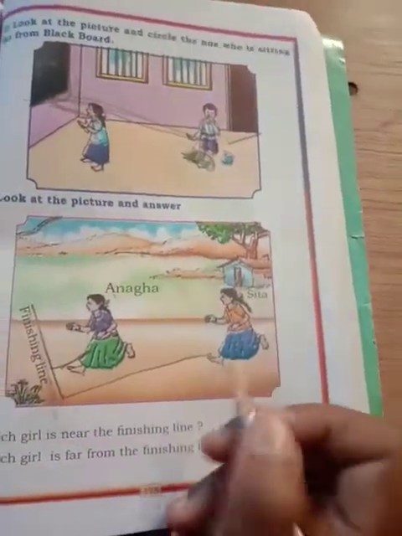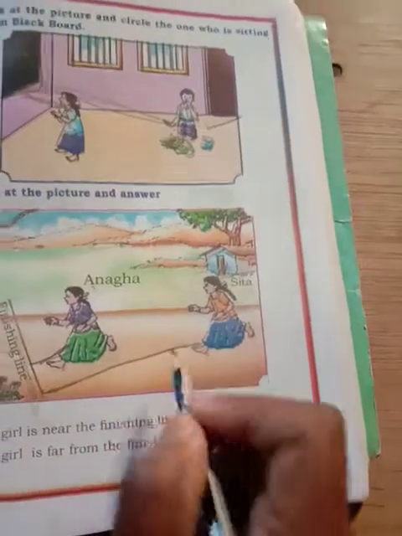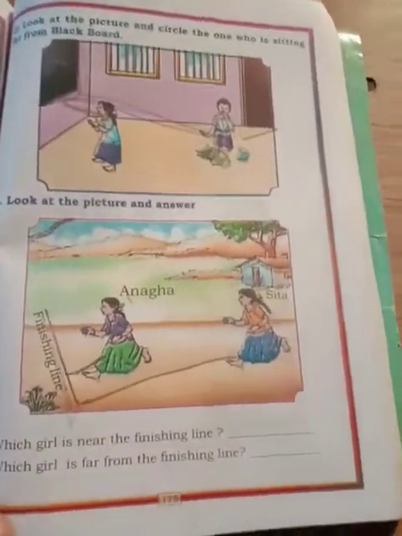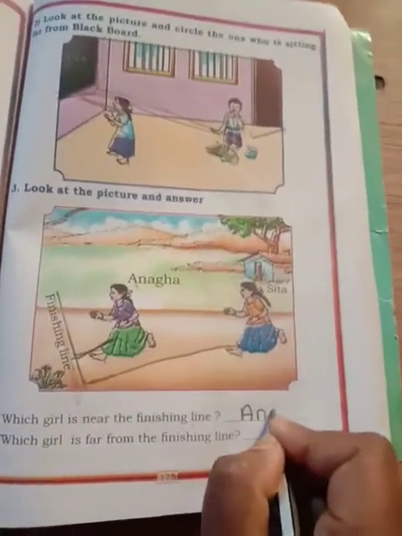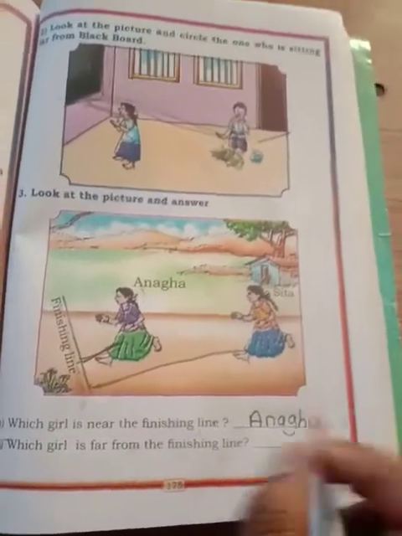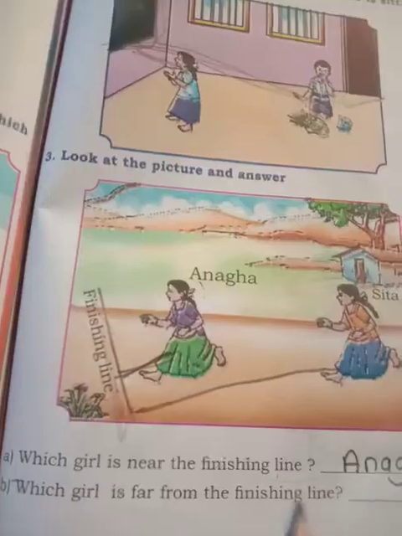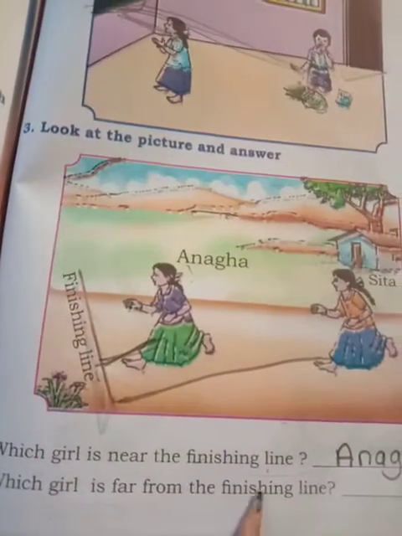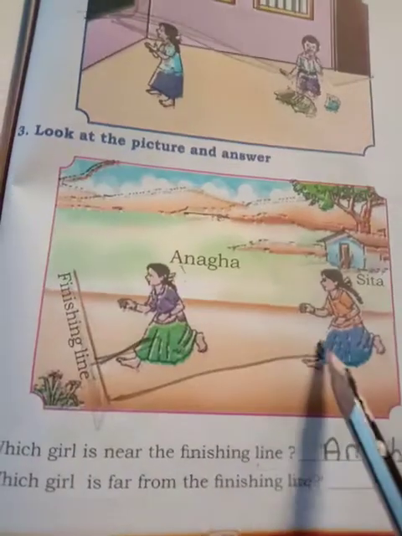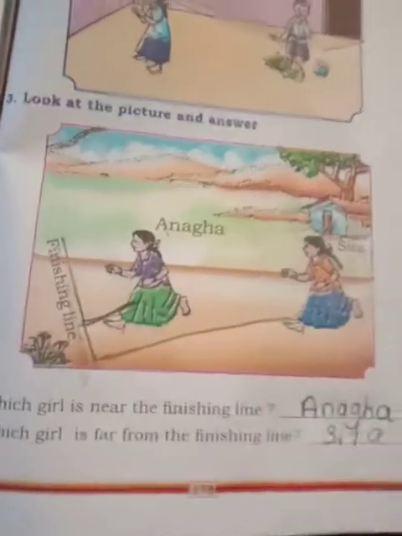Is it Anaga or Sita who is near the finishing line? This is near. This is far. So Anaga is near the finishing line. Here we have to write Anaga. Which girl is far from the finishing line? This girl. What is her name? Sita. So we'll write here Sita. Okay. You understood, children?